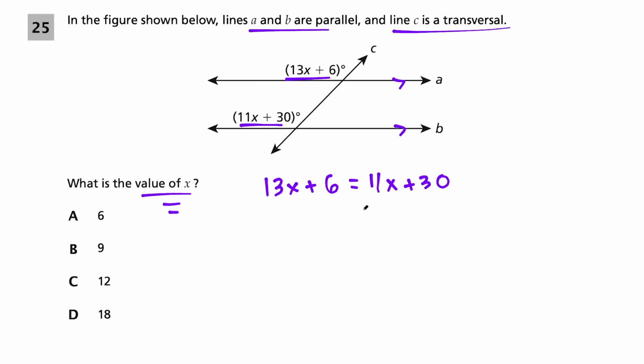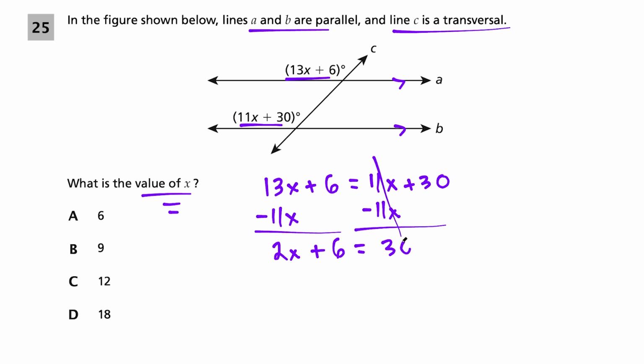x. So here I'm going to subtract 11x on both sides to get all the x's on one side. And now 11x minus 11x cancels. 13x minus 11x is 2x. I'm just subtracting the coefficients. I'm doing 13 minus 11, and then the x just tags along. Now this plus 6 will just follow down here like this, and we're left with a 30 on the right side.